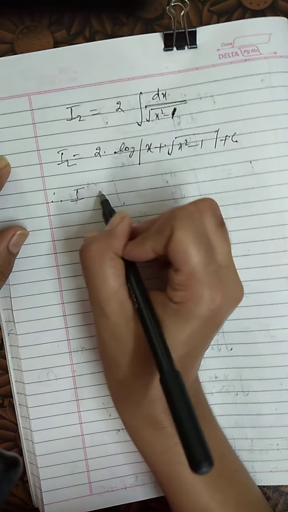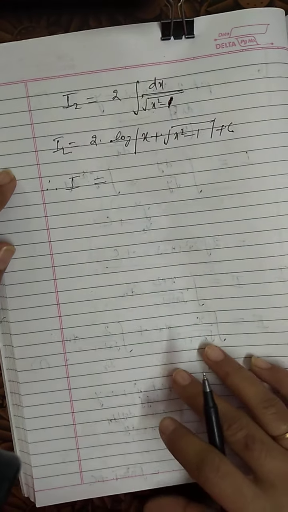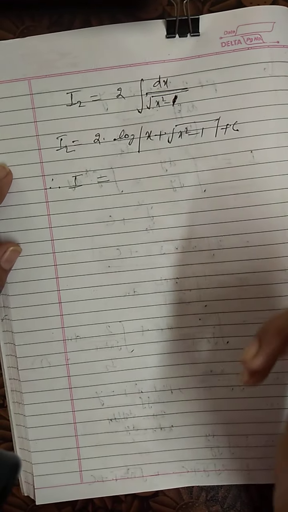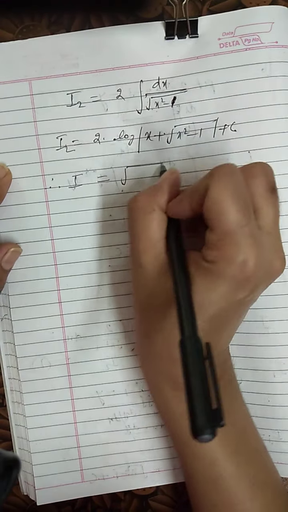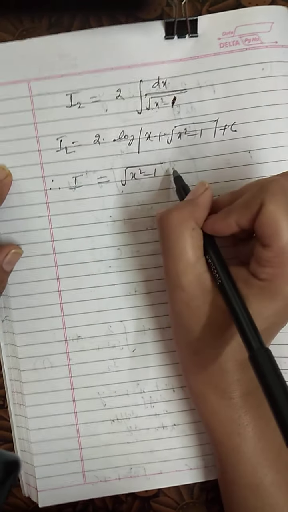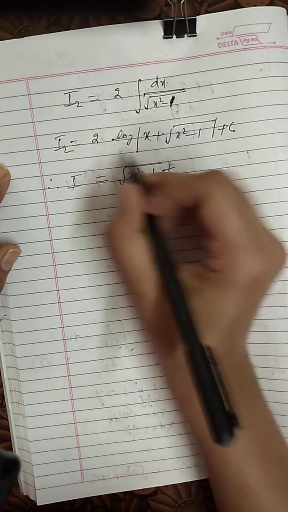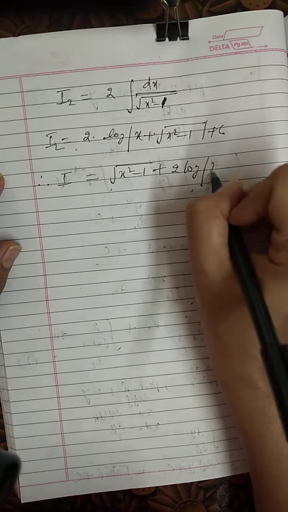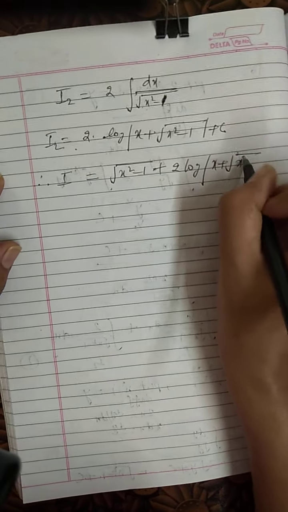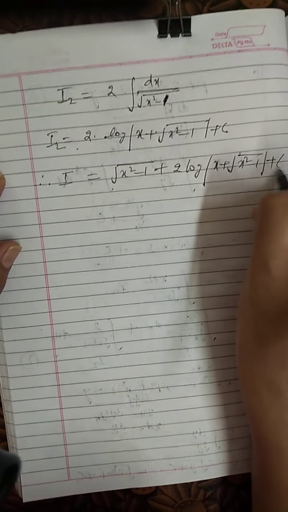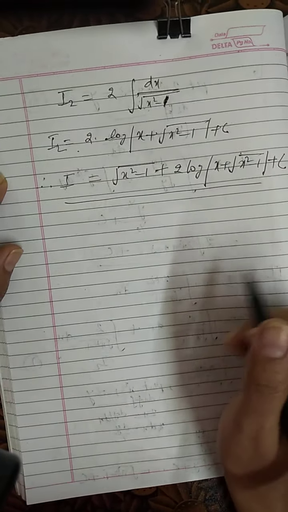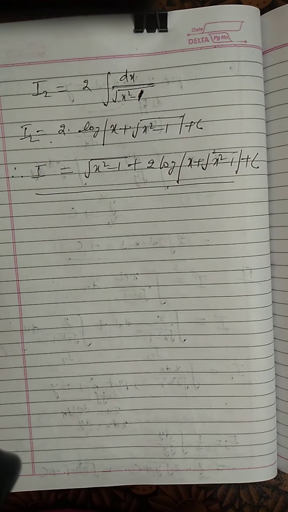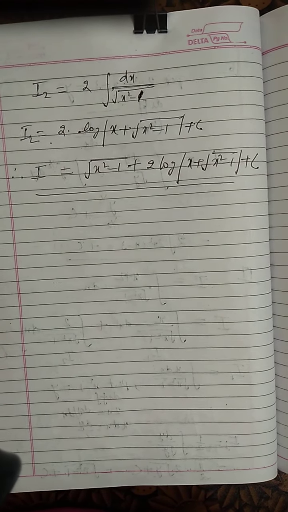Therefore the answer for I will be the value of I1 integral, and what was that? It was root of x square minus 1, plus the value of I2, twice log modulus x plus root of x square minus 1, plus constant of integration. This will be our answer. And this is sum number 17. Okay, similarly sum number 18.